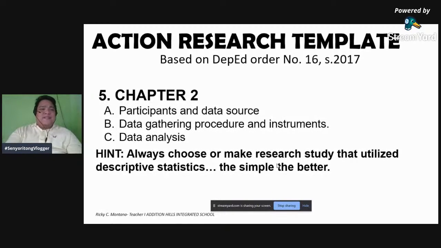Next, chapter two, participants and data resource. It covers the participants, data gathering procedure and instruments, and data analysis. A tip: always choose a research study that utilizes descriptive statistics. The simpler, the better. In my case, because I am not very good in statistics, I always choose descriptive statistics. The decision is yours to make if you are mathematically inclined, but I prefer descriptive statistics because it's very easy to analyze.